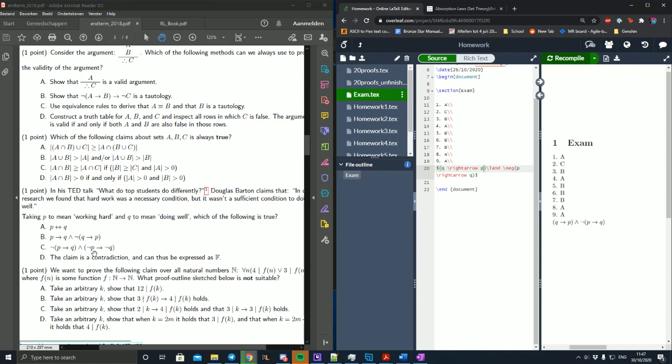And this is exactly what we want to prove because the contrapositive of this is P implies Q. So here we have not Q implies not P. So here we have not P implies not Q and Q implies P, which is what we have here. So then we can say that this is C.